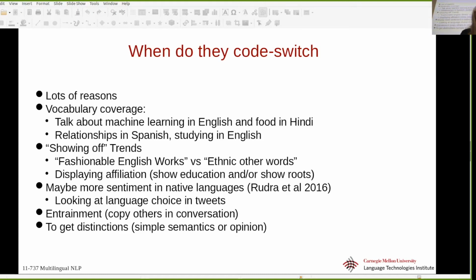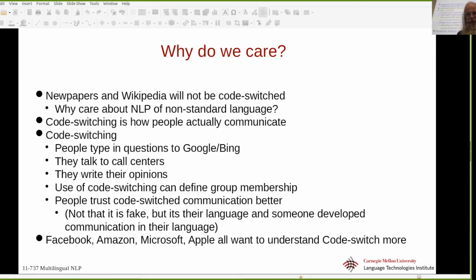There might also just be different semantics, subtle semantics going on. One is a more general term, or one is a more specific term between the two languages, and therefore it's more convenient to be able to do that.